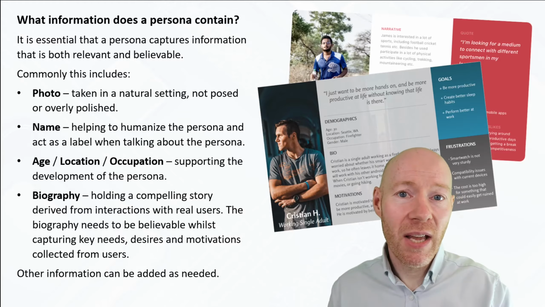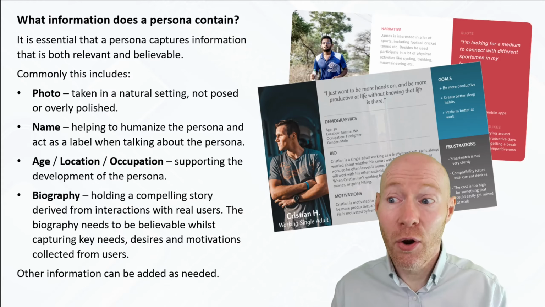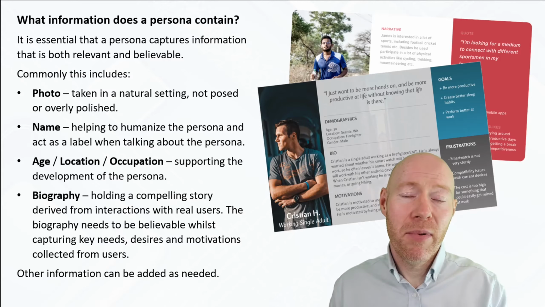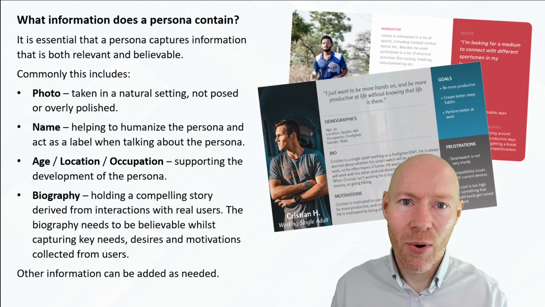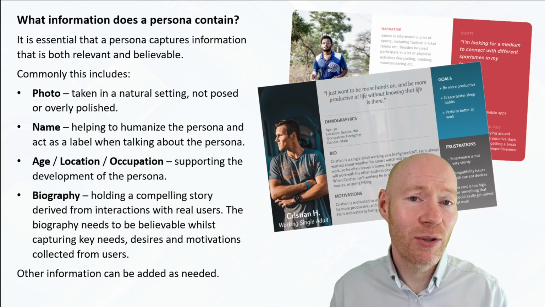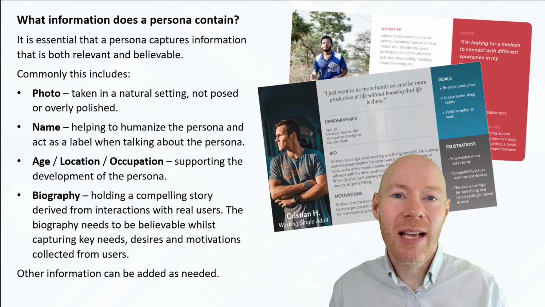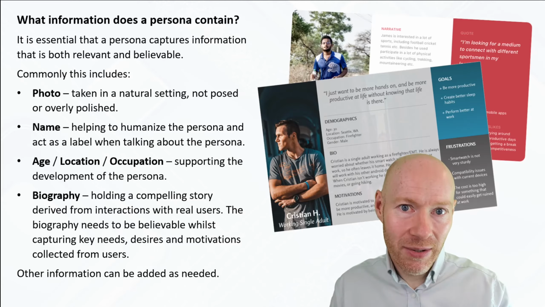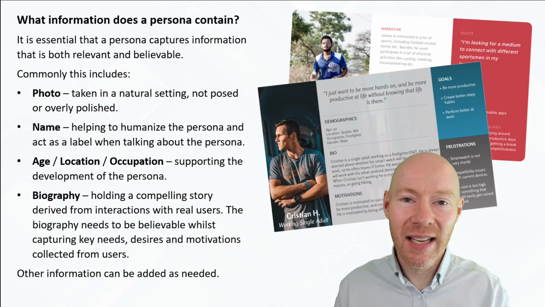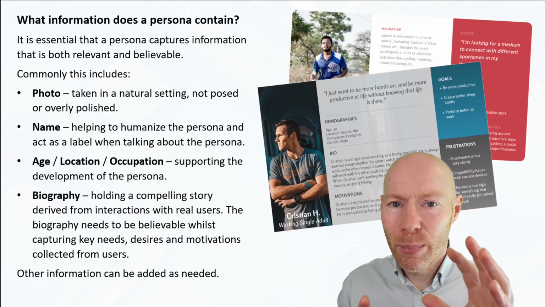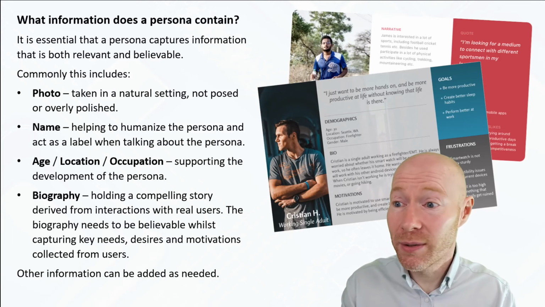We want to give an age, a location, an occupation. They're going to be fictional things, but they should be reflective of average or typical values amongst their users. And again, it just helps the development that this is reflective of a real person. So it's filling in details, but it makes it more believable, and that's important.